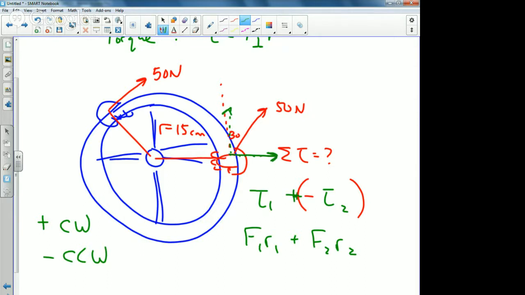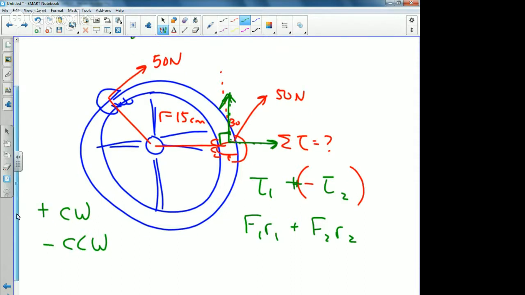First of all, do we care about that component? No, because it's not perpendicular to the radius. We care about this component right over here, because it's perpendicular to the radius. So in this case over here, it goes counterclockwise. Exactly.